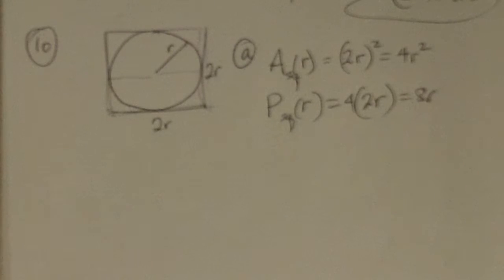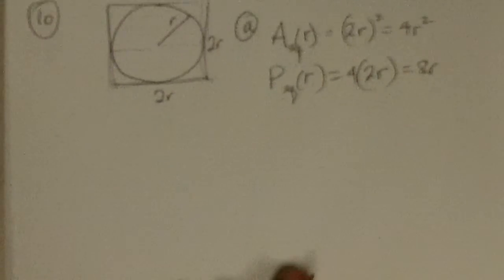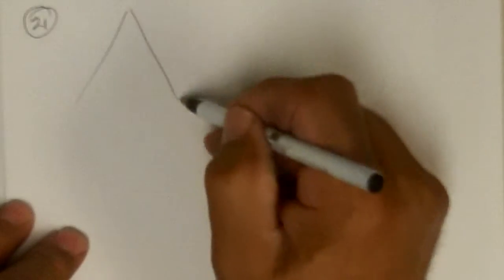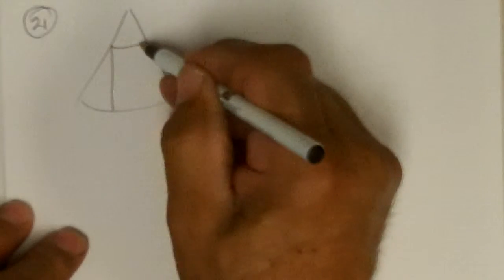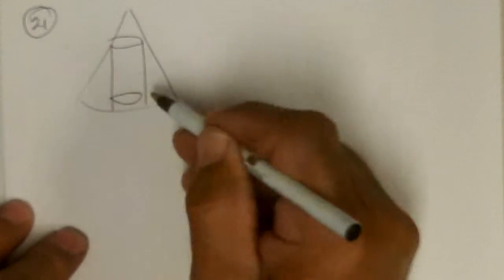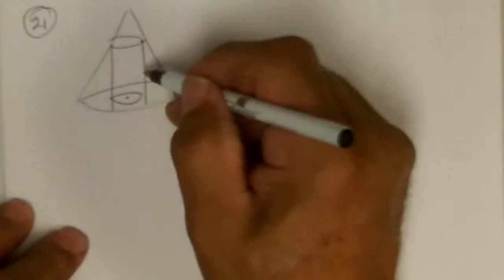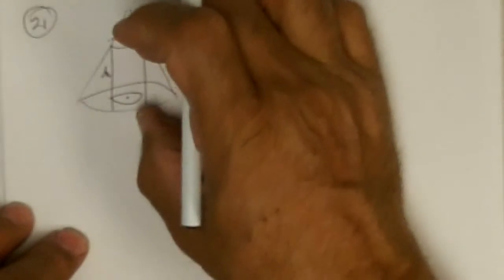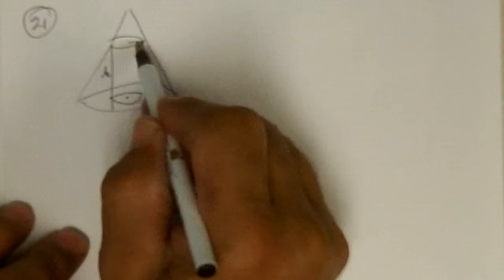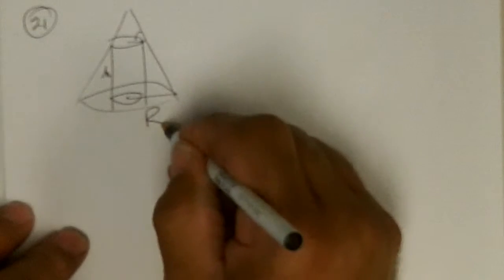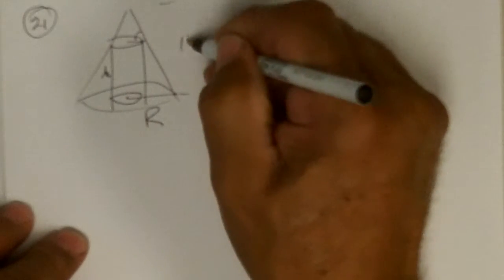And then 21. 21 says, we did this one in class. We have a cone and we have a cylinder in the cone. And the cylinder has a height of little h, and it can go up or down, and that'll make the radius of the cylinder get smaller or larger. The cone has a radius of capital R and a height of capital H.